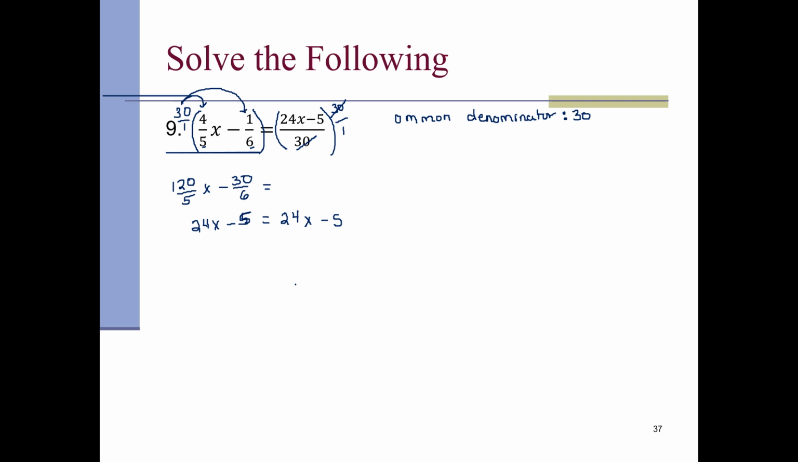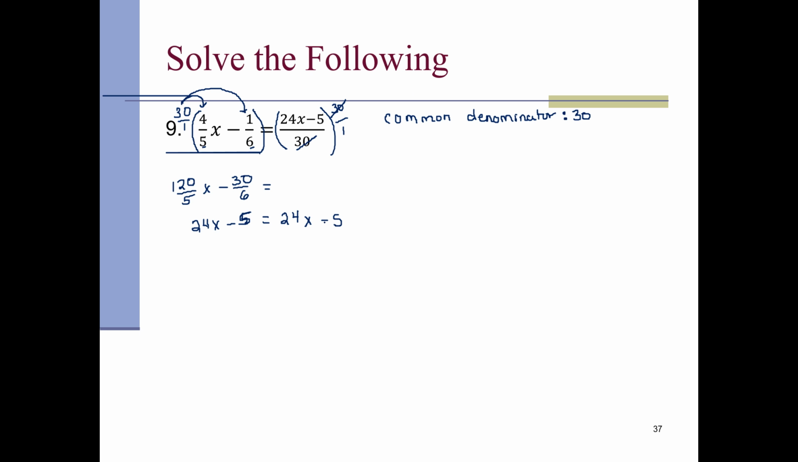Now, you might notice that both sides are the same. On the left, I have 24x minus 5. On the right, I have 24x minus 5. So in my mind, I'm like, yeah, something's different with this equation. Both sides do match though, and so that's a really important thing to note.